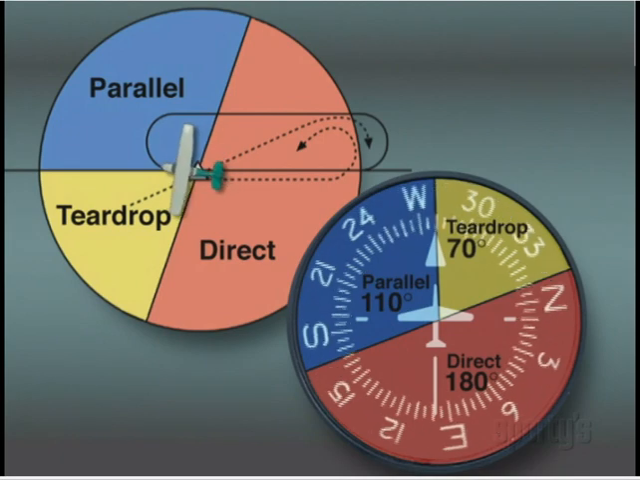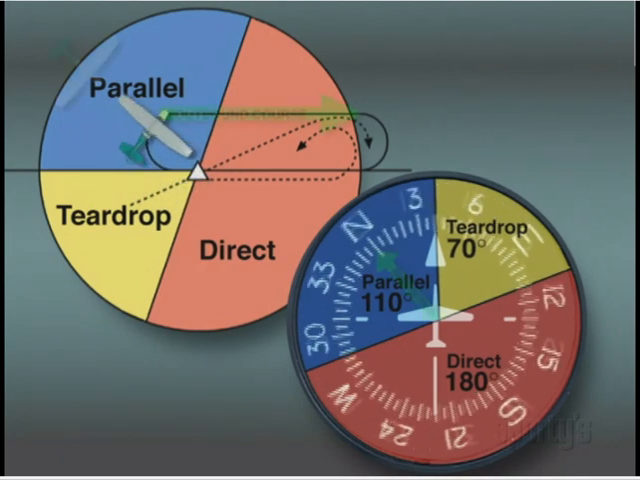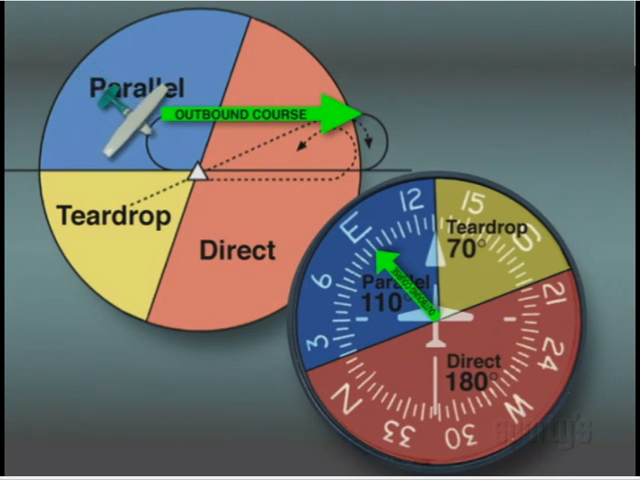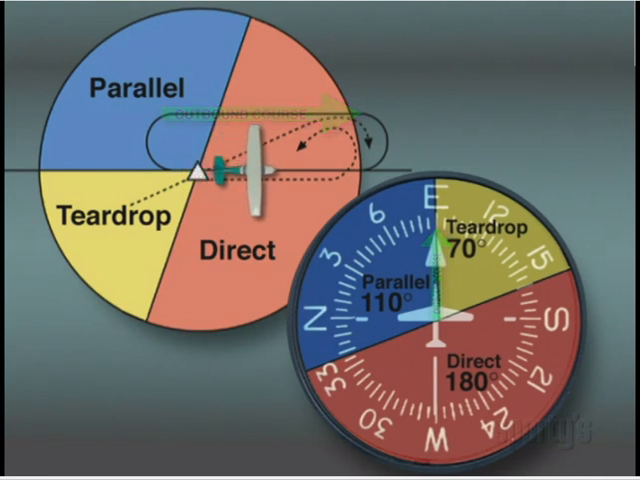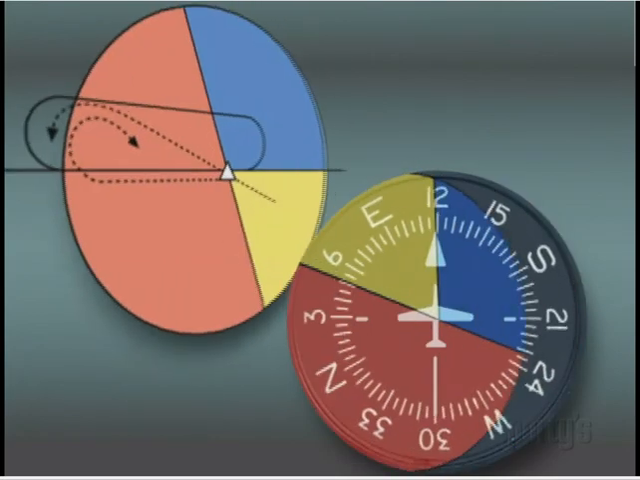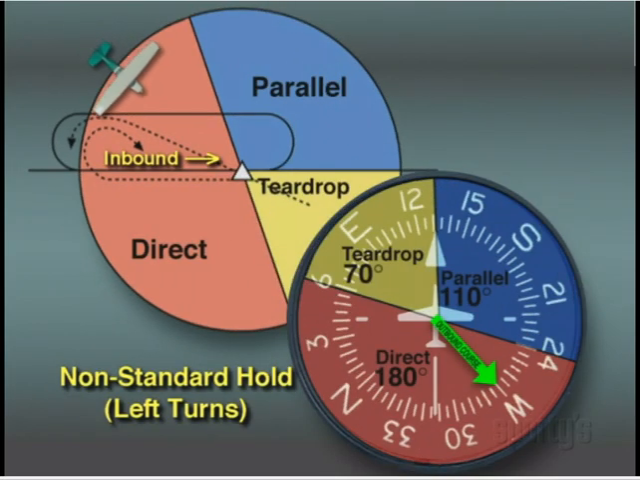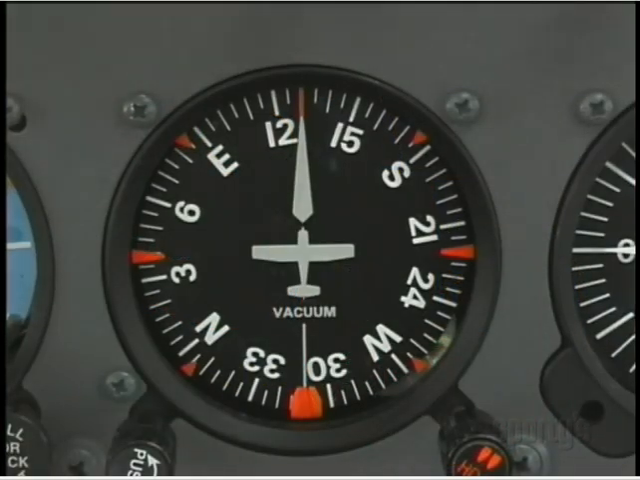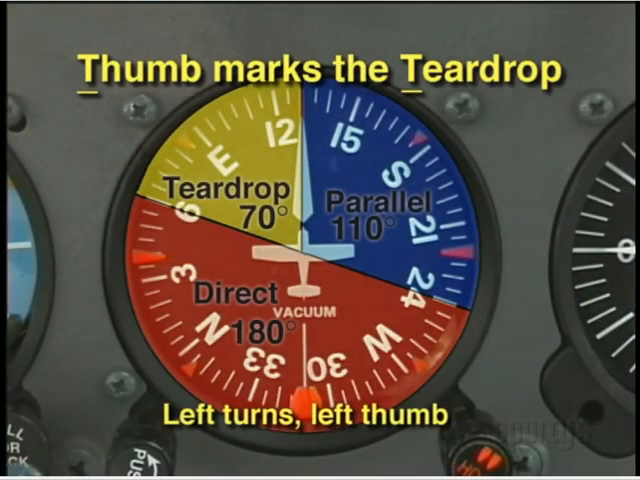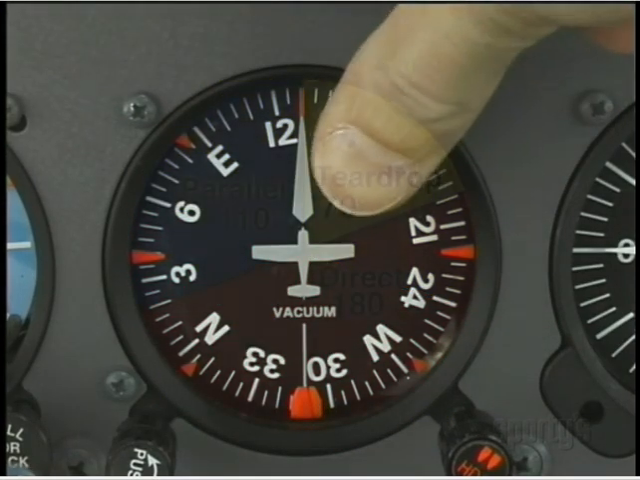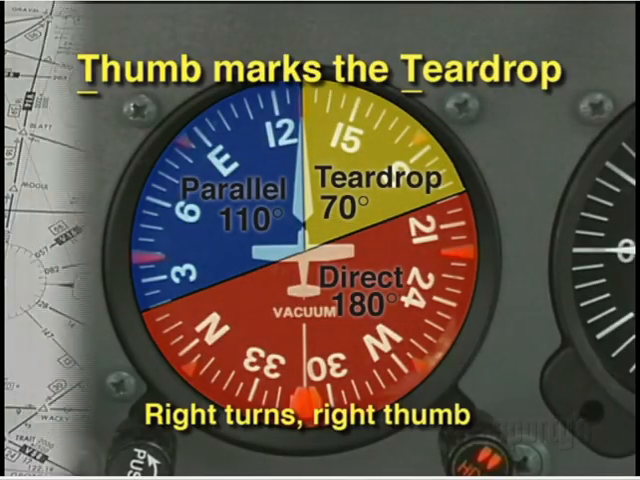Note that a parallel entry is only truly parallel in a no-wind condition. Many pilots prefer the additional precision afforded by tracking the inbound course outbound instead of the FAA's dead reckoning parallel entry. A non-standard holding pattern uses left turns, and the entry procedure diagram has to be flipped so the teardrop section is in the upper left. A rule of thumb can help you visualize the entry needed. For non-standard left turns, use your left thumb to mark the 70-degree teardrop section, and the remaining sections fall into place. Right turns, right thumb.